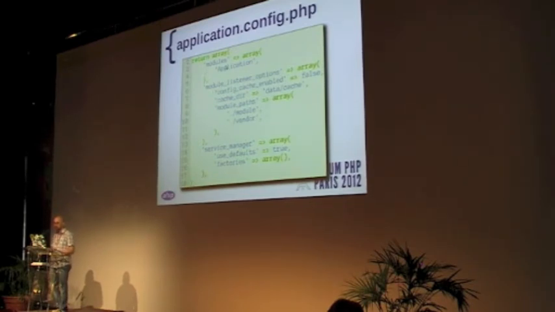Anyway, here we have just one module. The name is application. So as you can see here, you basically put the list of your modules. Here we have some configuration regarding the module listener, so for instance, where is the caching directory, the path of the module, and so on. And we have the service manager configuration. So we are just using the default service manager.